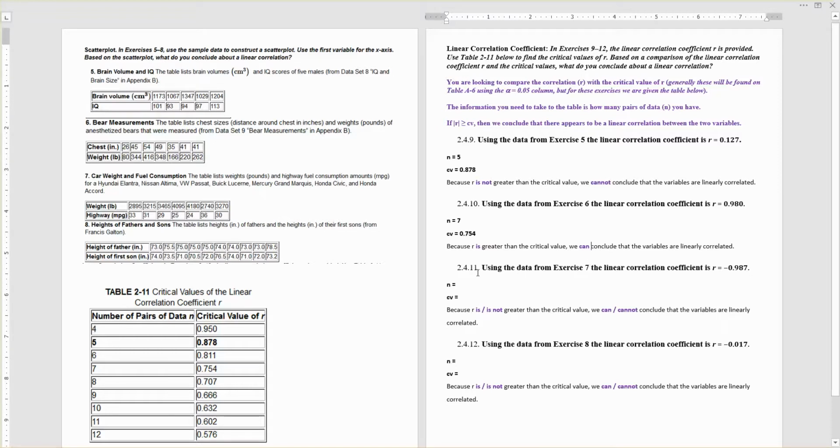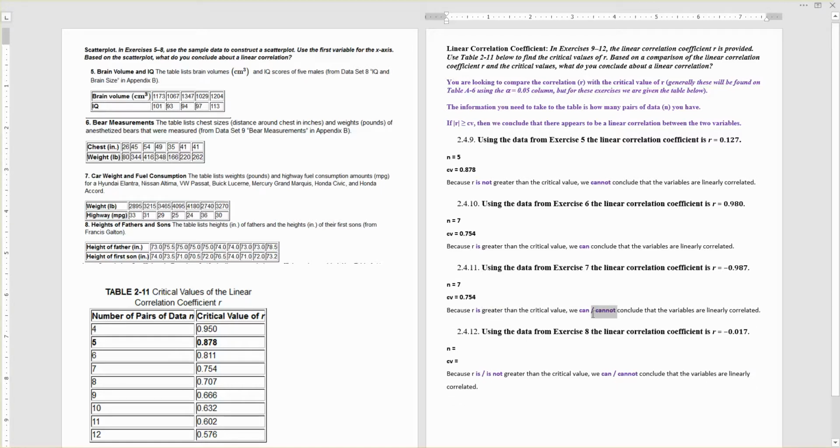For question 11, they say go back to exercise 7. 1, 2, 3, 4, 5, 6, 7. So again, 7 pairs of data. Critical value is 0.754. And here our correlation is negative, but that's just the direction of the relationship. The number part is what talks about the strength. So is 0.987 greater than 0.754? It is. So we can conclude that the variables are linearly correlated.